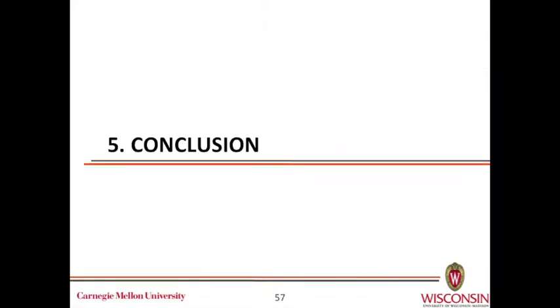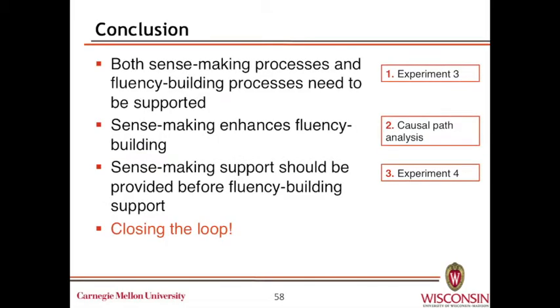So in conclusion, I started out by asking, do we need to support both sense-making and fluency-building processes? That was my hypothesis. I found that yes, we do need to support both of these learning processes, but then surprisingly, I also found that neither type of support alone was effective, so that led me to do causal path analysis to find out how this interaction between these two different learning processes actually played out.